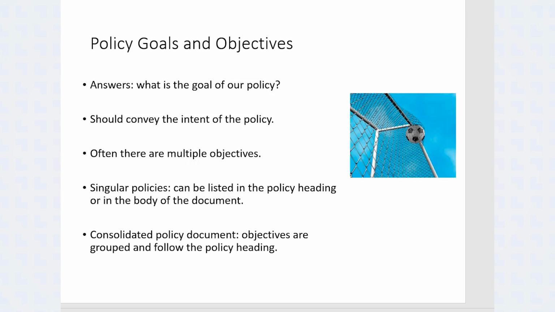So what about policy goals and objectives? You've got to be able to answer the question, what is the goal of this policy? It should convey the intent of the policy, and there are often multiple objectives. Singular policies can be listed in the policy heading or in the body of the document. In consolidated policy documents, the objectives are grouped and will follow the policy heading.